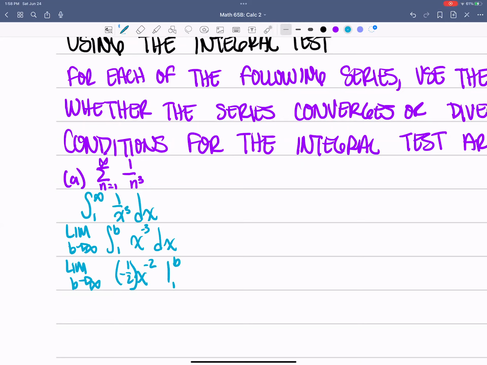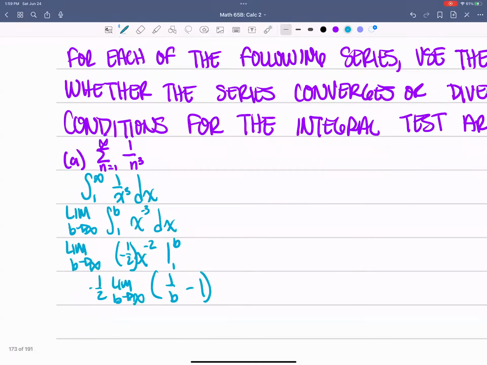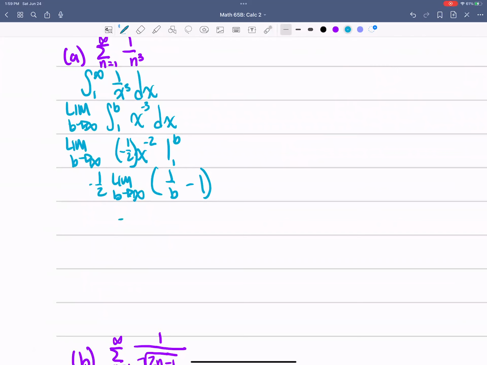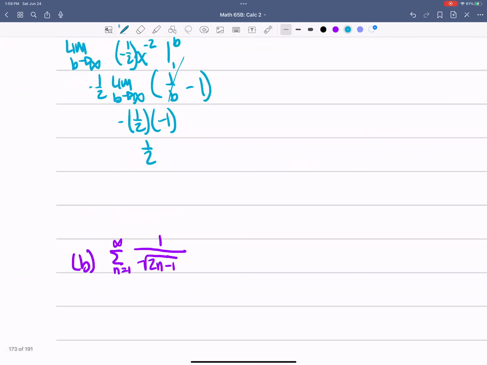So this is negative 1 over 2 times the limit as b approaches infinity of 1 over b squared minus 1 over 1, which is just 1. So this ends up being negative 1/2 times negative 1, because the first part goes to 0. So we end up with a positive 1 over 2. A positive 1 over 2 tells us that this converges.